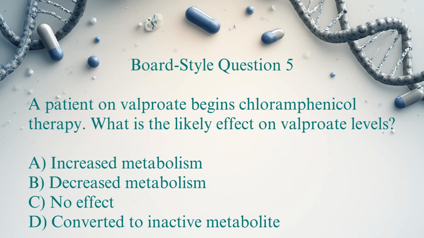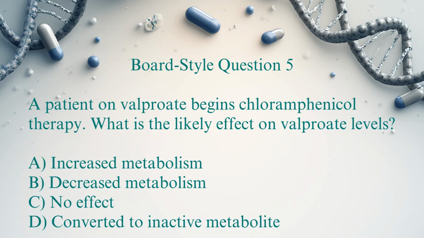Rationale. Chloramphenicol is a CYP450 inhibitor. When you introduce an inhibitor, it slows down the liver enzymes responsible for metabolizing other drugs. In this case, valproate is one of those drugs. Because its metabolism is now slower, valproate is cleared less efficiently, and its blood levels increase. As valproate levels rise, the patient becomes at higher risk for toxicity. For example, neurological side effects like tremor or sedation, and in more serious cases, hepatotoxicity.